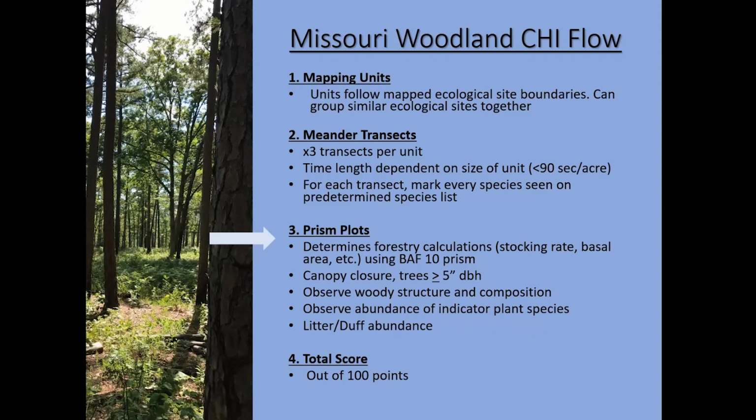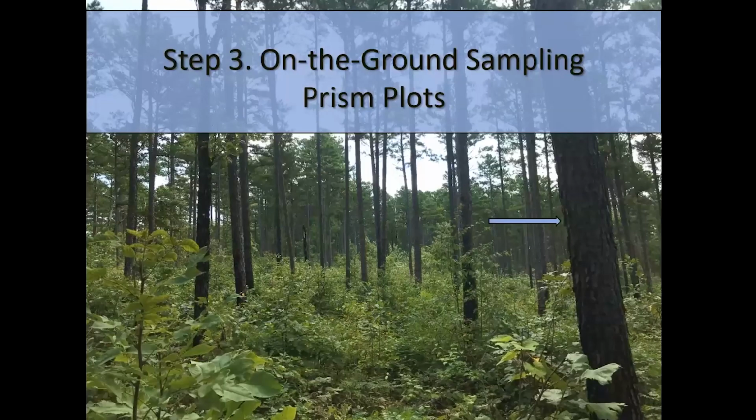In 2022, to better capture fire effects, we also began monitoring litter and duff abundance at the prism plots, and I'll go into that in just a moment. So overall, we look at woody overstory, understory, and ground layers. And this looks at abundance of grasses, forbs, and ferns at each prism plot.